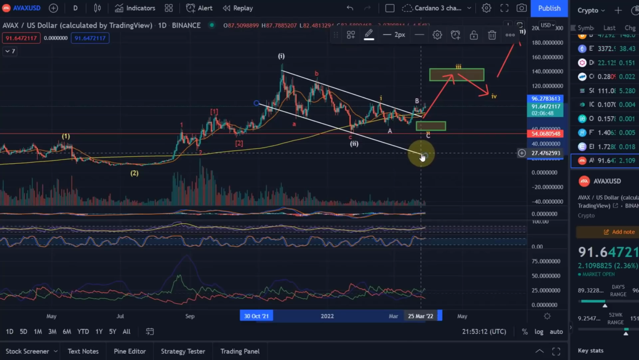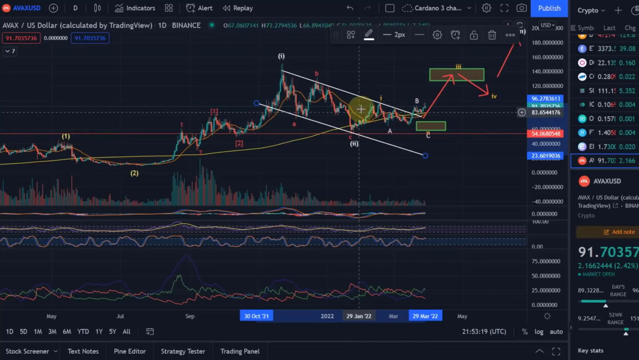Now that could take AVAX down to maybe $24-25. However, at the moment, as long as we are holding in this area, I pretty much changed my previous primary scenario, which was that we break below $54 once more and then have that downside potential to the lower support of that channel. I did change that. This is not the primary scenario anymore.